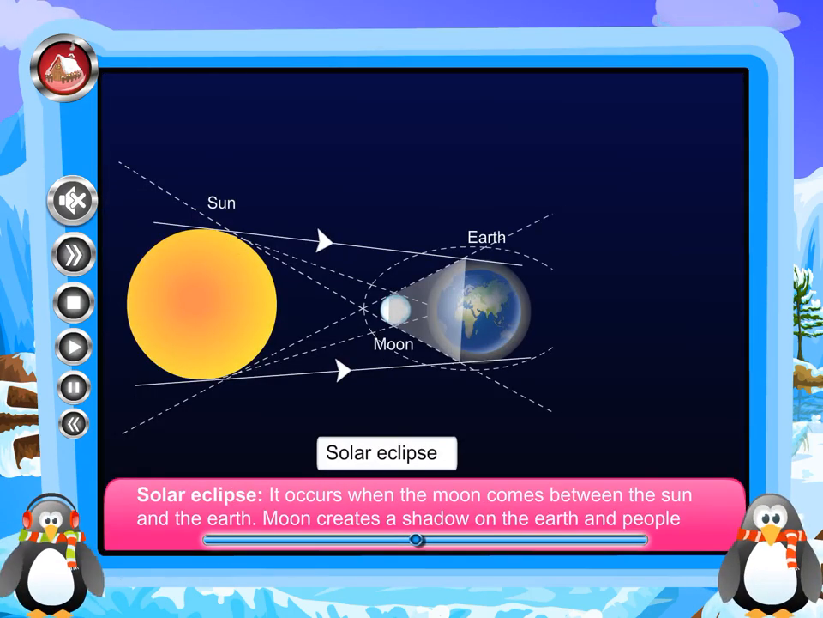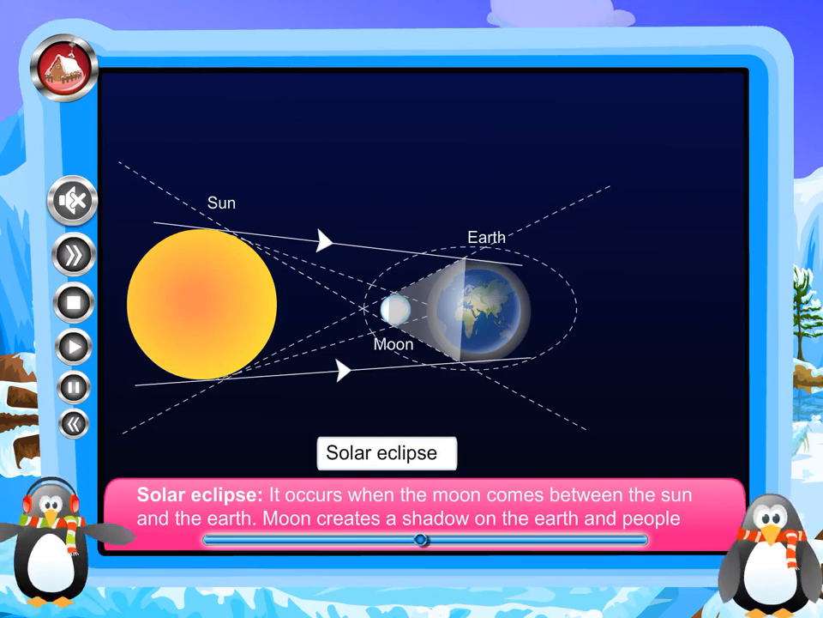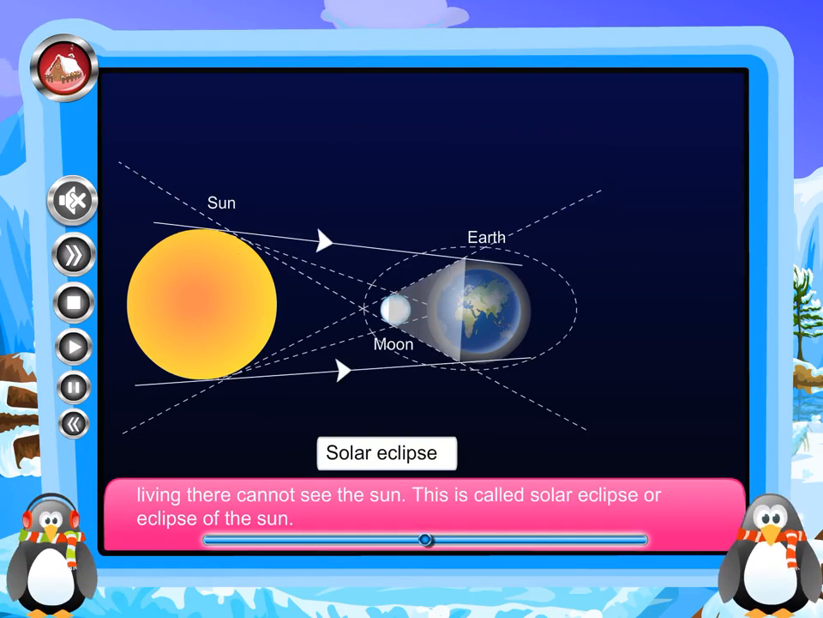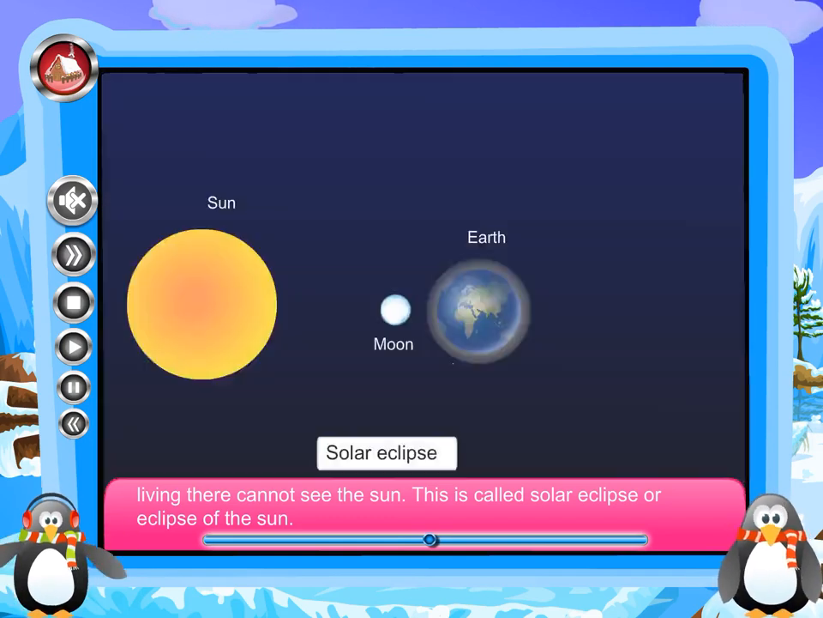Solar eclipse. It occurs when the Moon comes between the Sun and the Earth. The Moon creates a shadow on the Earth, and people living there cannot see the Sun. This is called a solar eclipse or eclipse of the Sun.